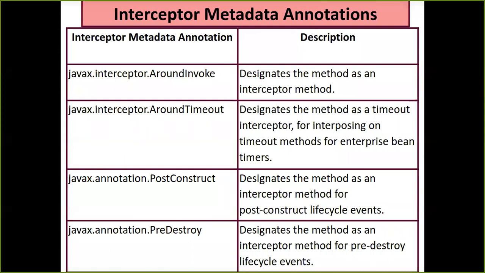If you want to invoke a method of a class, we need to write the @AroundInvoke annotation. AroundTimeout is basically meant for deciding the timer, so that till the time you invoke a method, you can decide that timer. Then we have another two annotations which come from a different package, javax.annotation.*. One is @PostConstruct, and one is @PreDestroy.